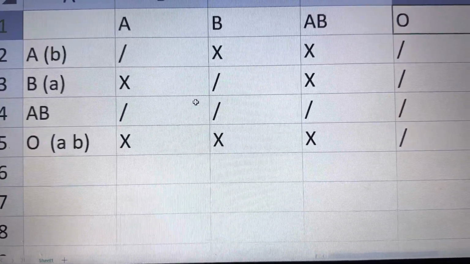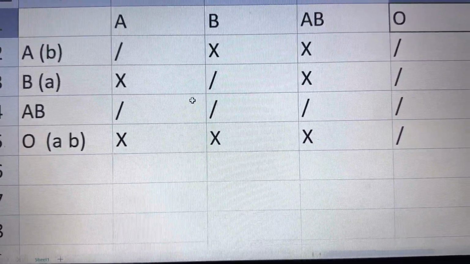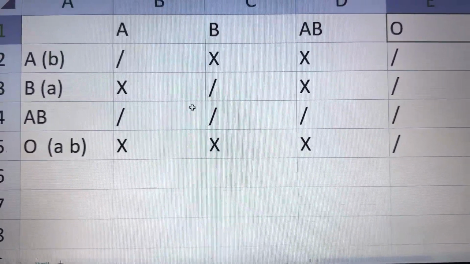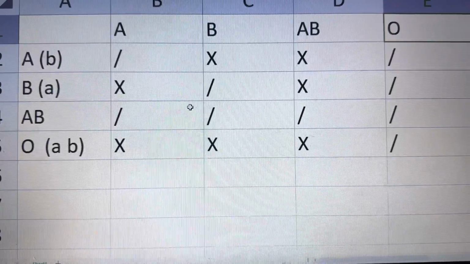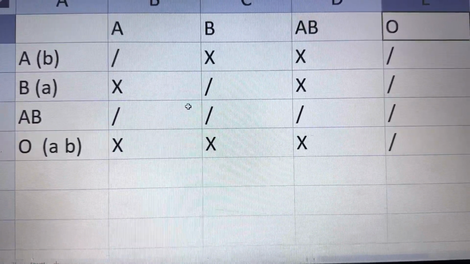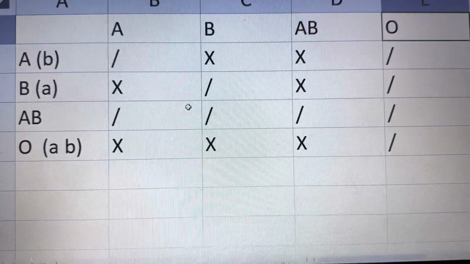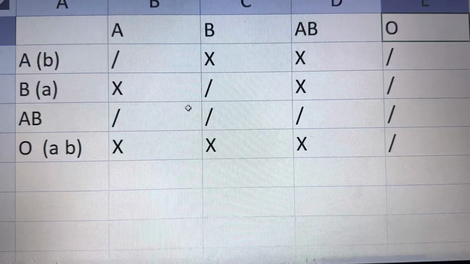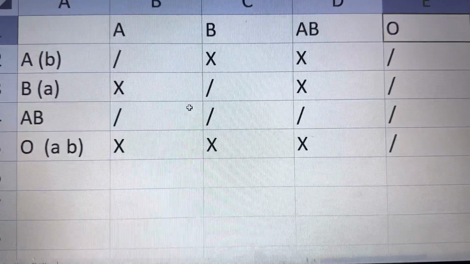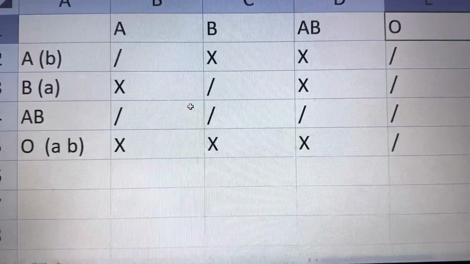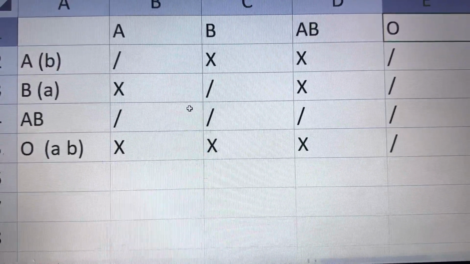And for a recipient with blood group A and a donor with blood group O, the transfusion will be successful. This is because a donor with blood group O does not have antigen. So there will be no antigen that will correspond to the B antibody, and that means transfusion will be successful.